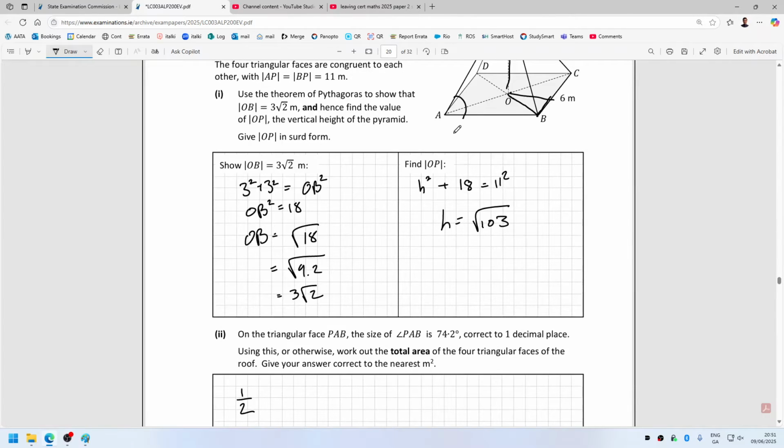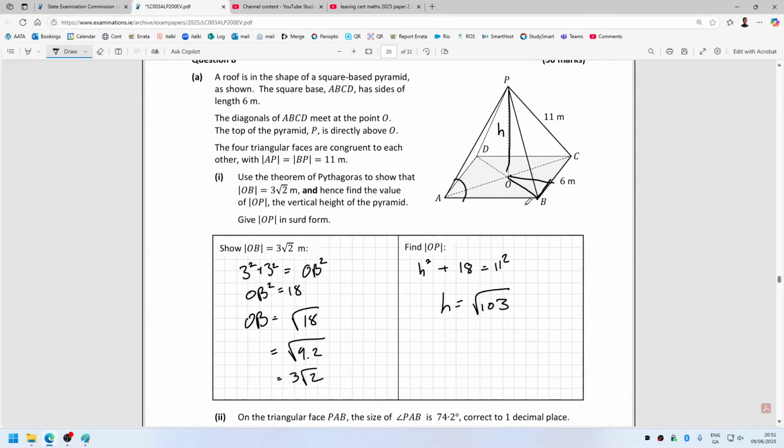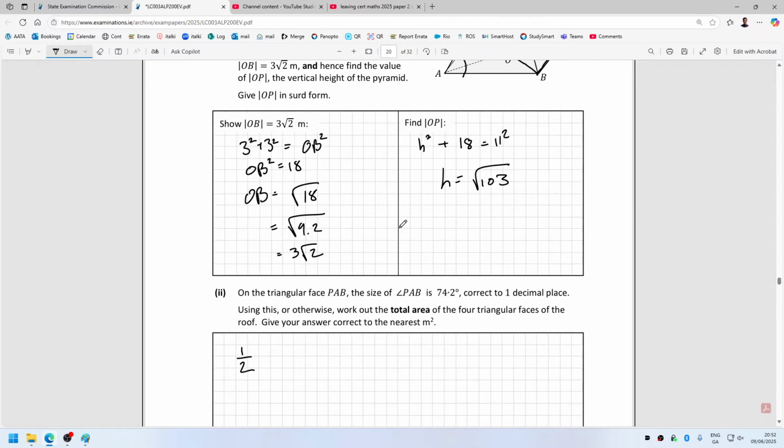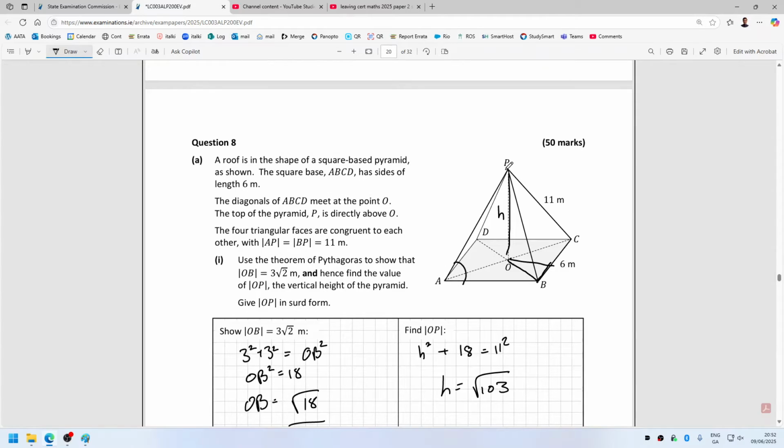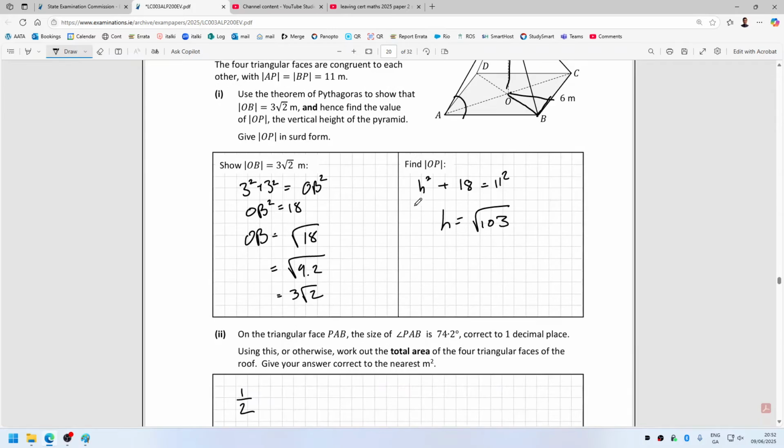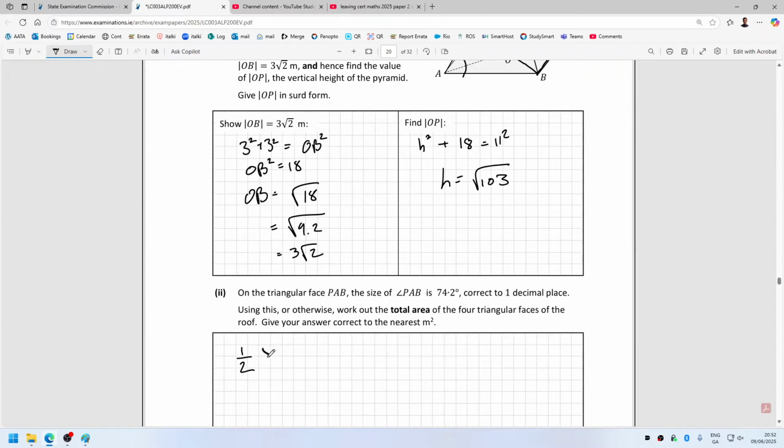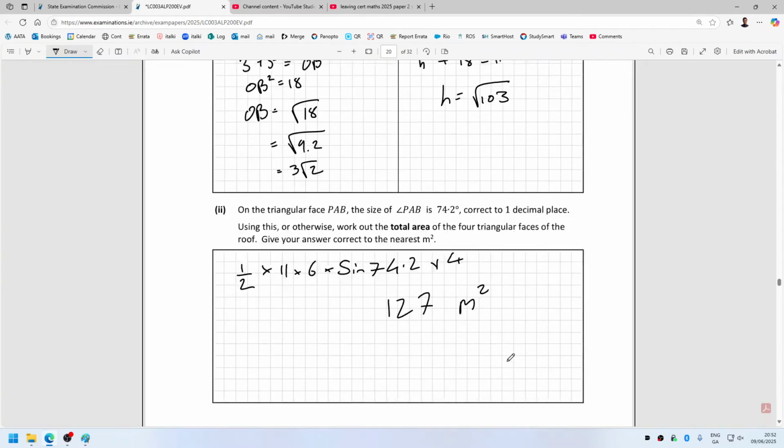So what's that now? 6. And we have the slant height, don't we? It's 11. So it's a half, 11, 6, sine 74, times 4. Is that right? To the nearest meter squared, 127 meters squared, is it?